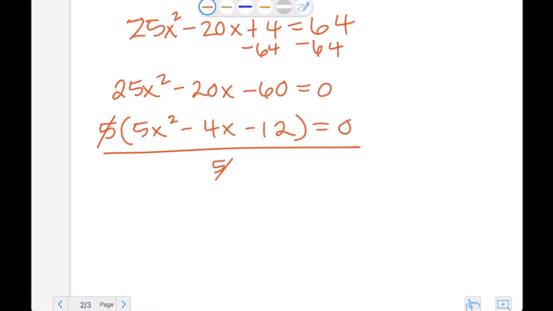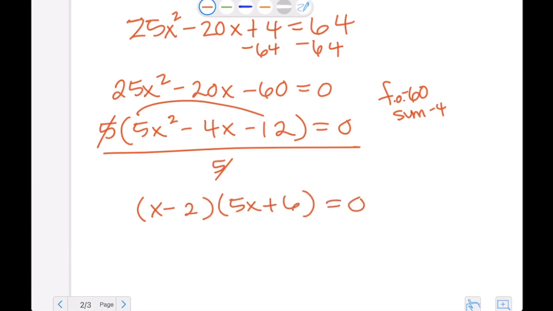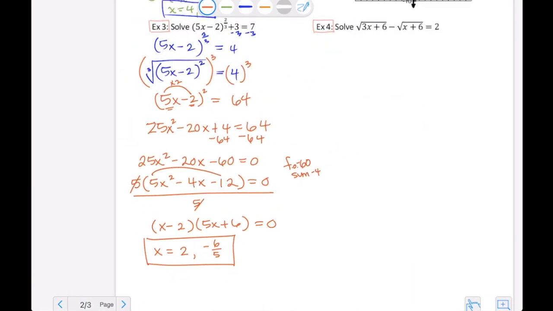So now we go back to our quadratic unit, and we're going to have to factor this by whichever method you chose. You can multiply 5 and -12 and find the factors of -60 that have a sum of -4. Or you can slip and slide or whatever method you want to use. When you factor this, we're going to get x minus 2 times 5x plus 6 is equal to 0. Now back to the quadratic unit, we end up with x is equal to a positive 2 or -6/5.